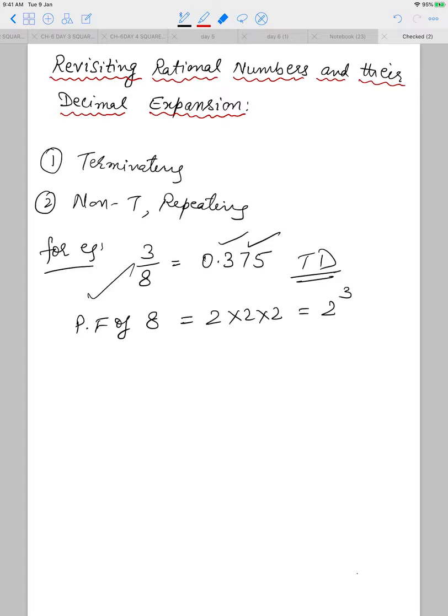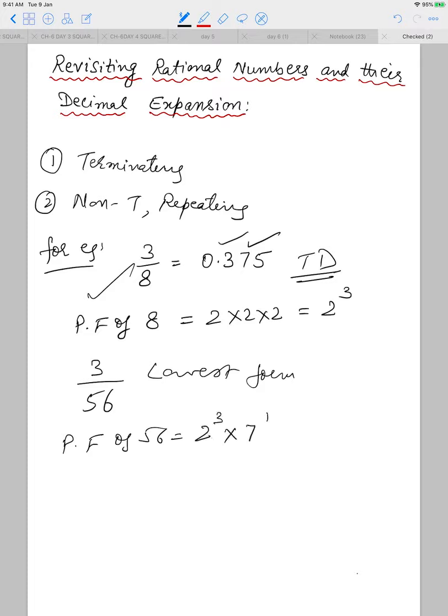Now suppose I take a number 3 upon 56. Again 3 and 56, they are in lowest form. Now if I look at the denominator, the prime factorization of 56 is 7 into 8, which is 56. 8 can be written as 2 cube, so 56 is 2 raised to the power 3 into 7 raised to the power 1.